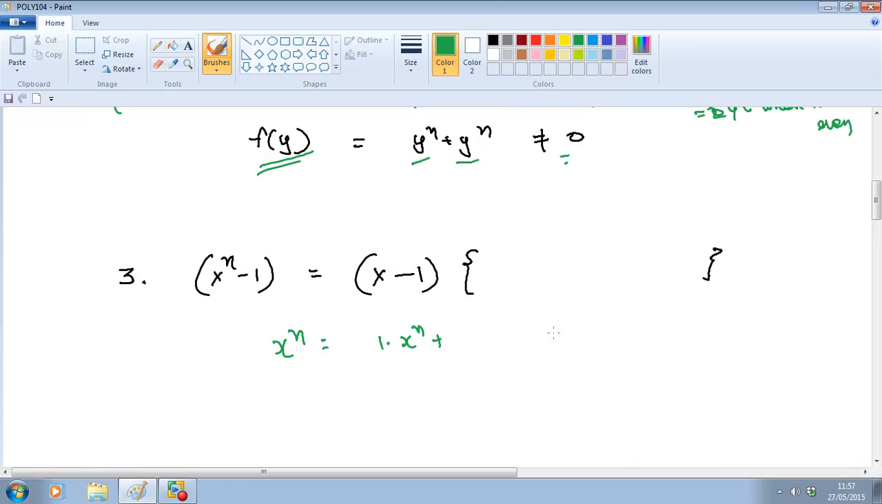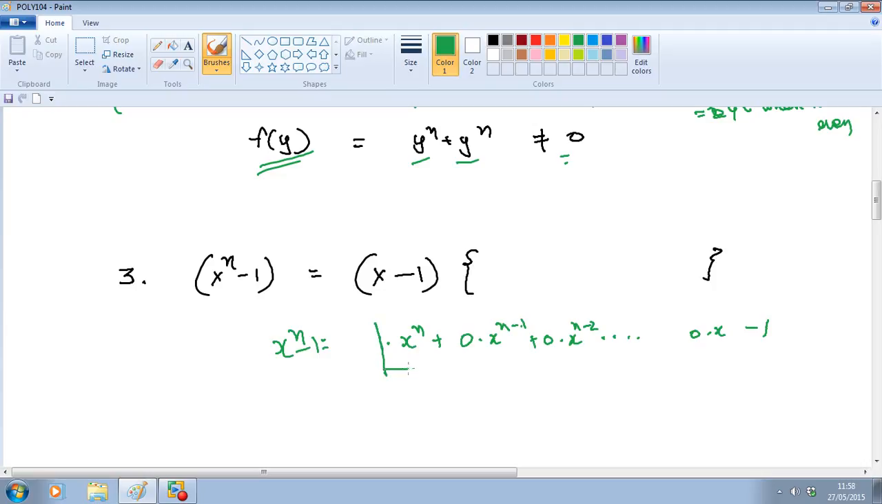So you have so many terms. These are all 0: plus 0 multiplied by x to the power n minus 1, plus 0 multiplied by x to the power n minus 2. Like this it goes, down to 0 multiplied by x. The last term is minus 1, and so it goes till x becomes just x.